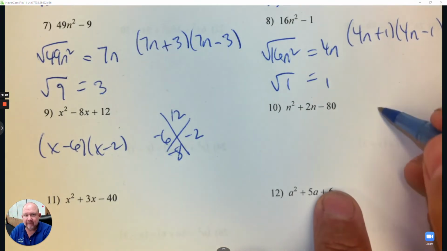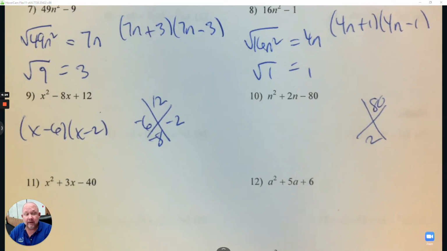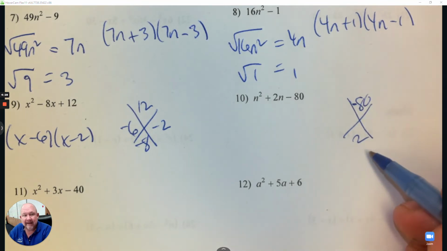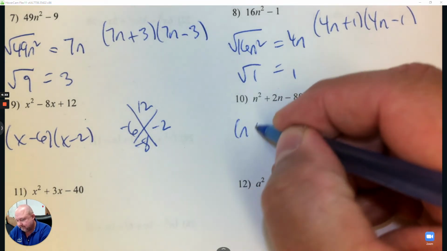For number 10, the top number is going to be negative 80 and 2. What 2 numbers multiply to negative 80? And it's negative 80. That's important. And subtract to 2. So that's going to be 10 and negative 8.